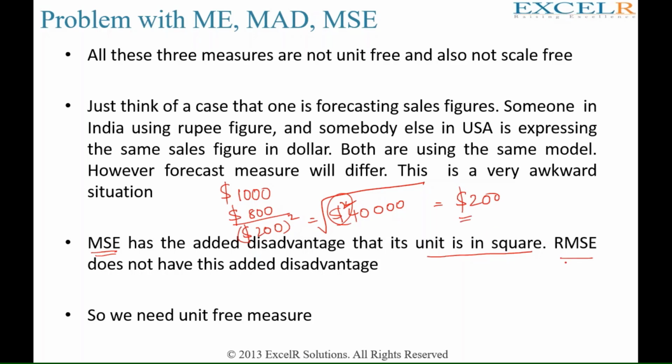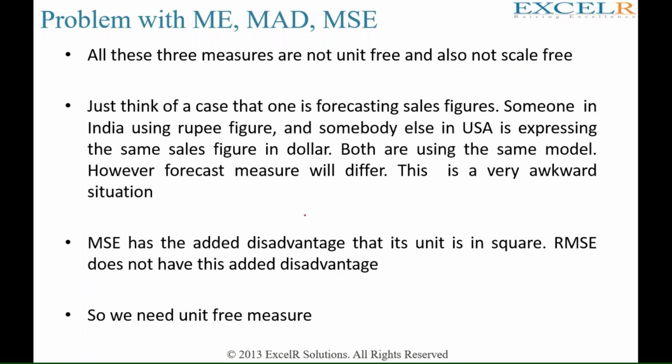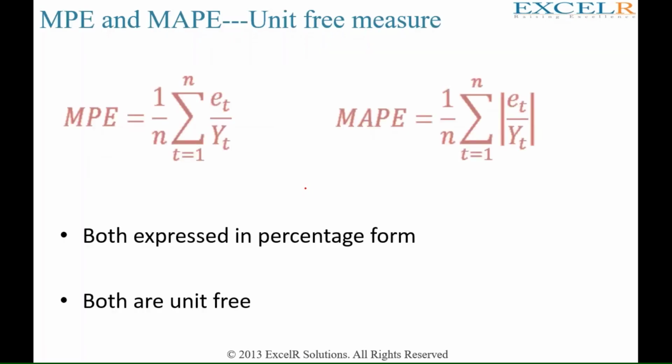So root mean square error does not have this disadvantage, but it still has a problem pertaining to your measure being unit free and scale free. Root mean square error also has that problem. It's not unit free and it's not scale free. So how do we deal with that? How do we fix a problem associated with all these three forecasting error values? We fix those using these two measures: mean percentage error and mean absolute percentage error.